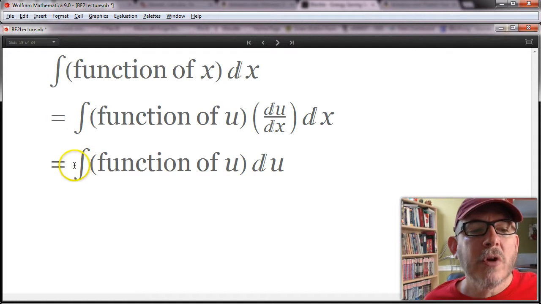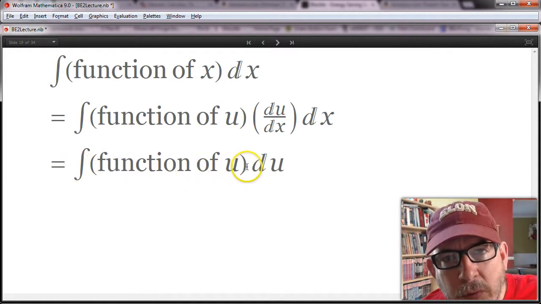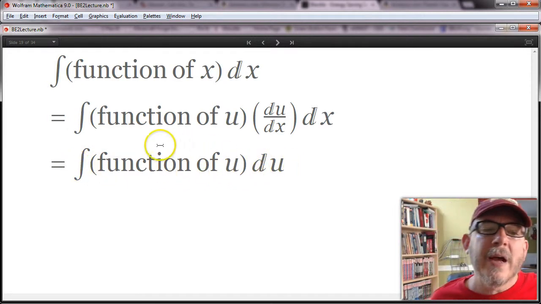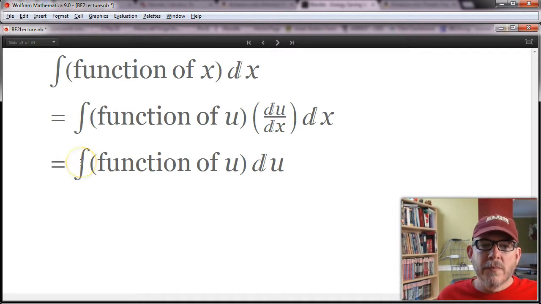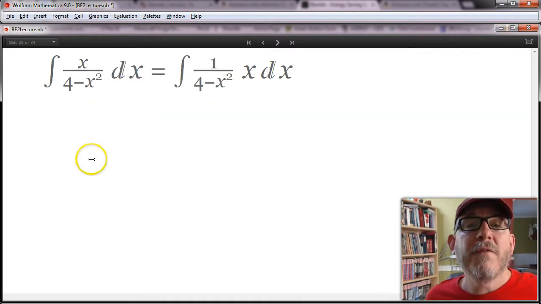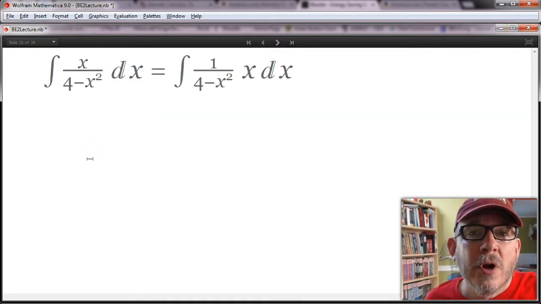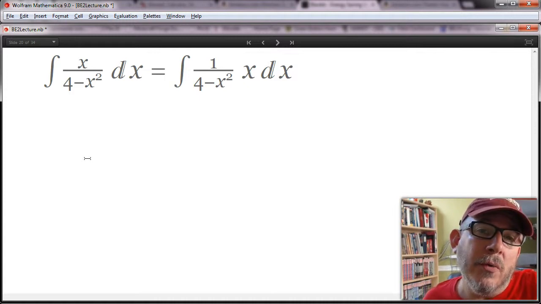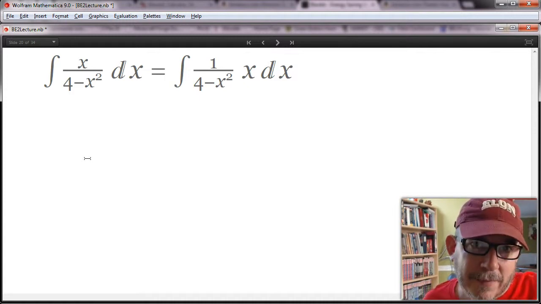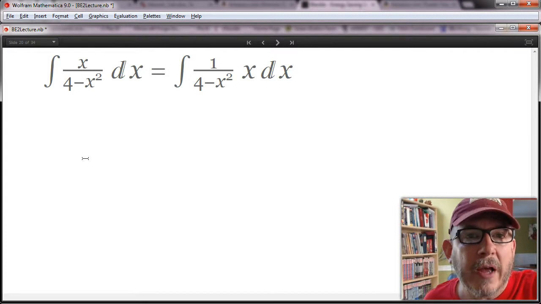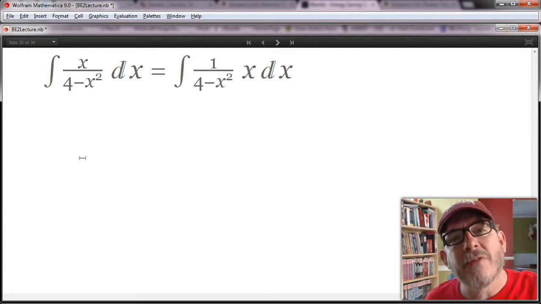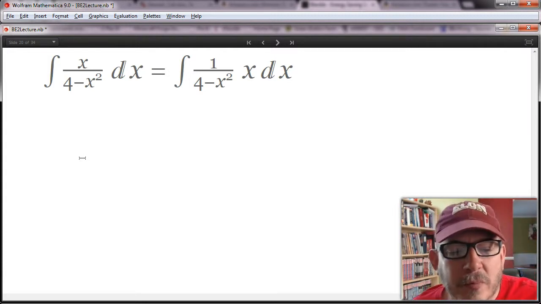So now we're actually looking at a new function of u, and we're trying to find the antiderivative with respect to u. And then once we find that answer, we'll substitute back in g of x for u, and we will have the answer to the original integral. That's what the substitution method is.